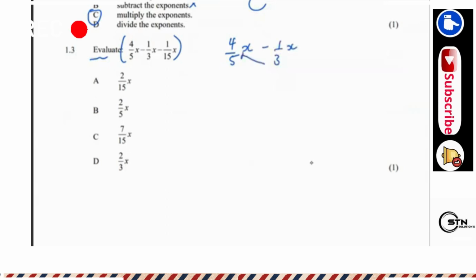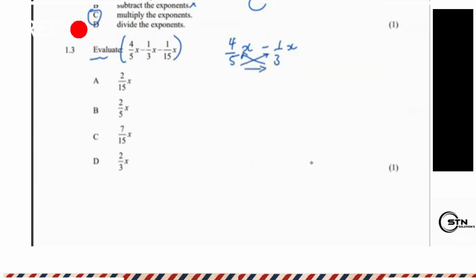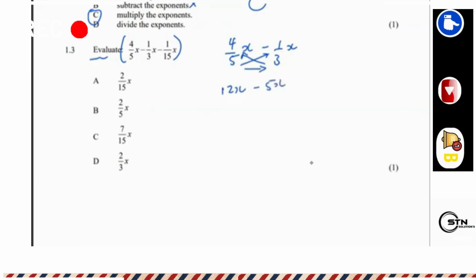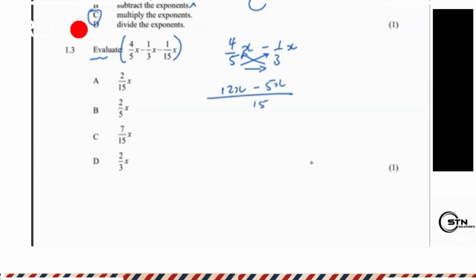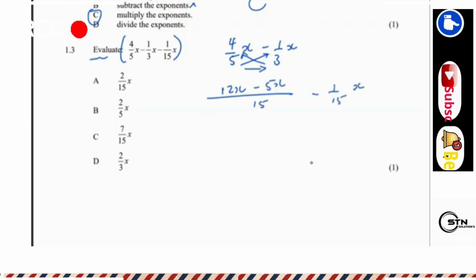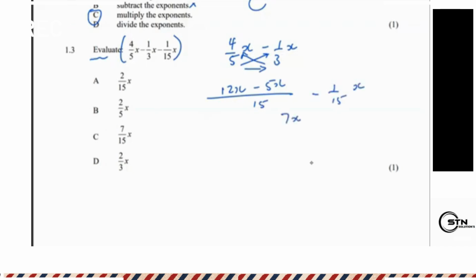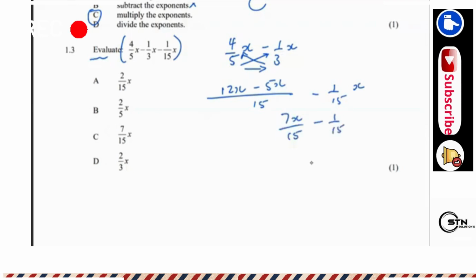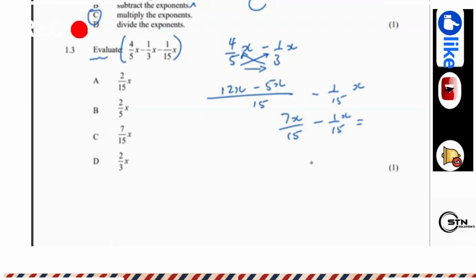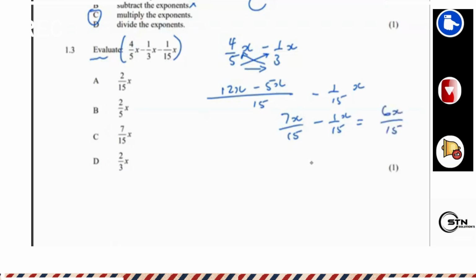Okay, so I normally use this butterfly multiplication. So 3 times 4, that's going to be 12x. 5 times 8 is going to be just a 5x over 15. Now I'm subtracting 1 over 15x. So 12 minus 5 gives me a 7x over 15 minus 1 over 15, but with x. So I can see that the denominators are the same, so I can do the subtraction. So 7 minus 1 on top is going to be 6x over 15.